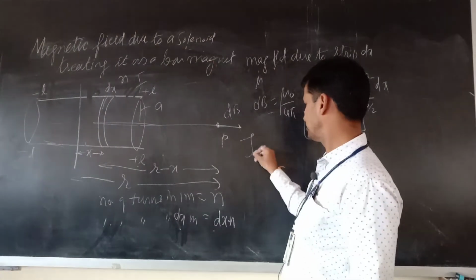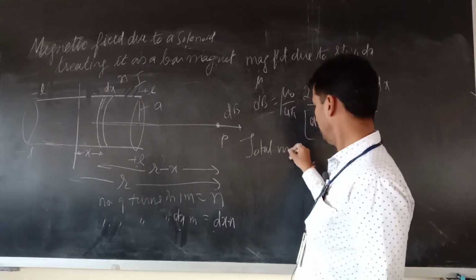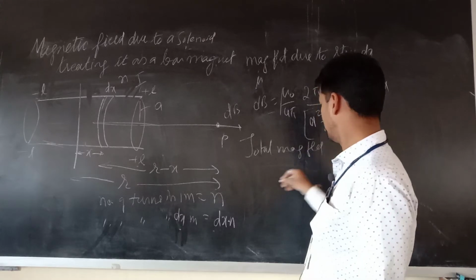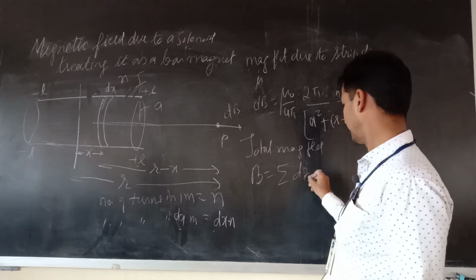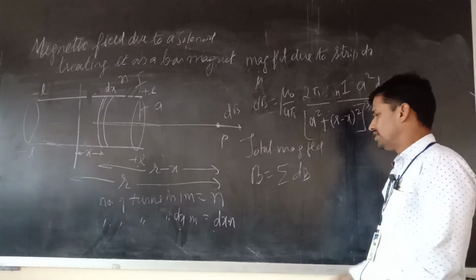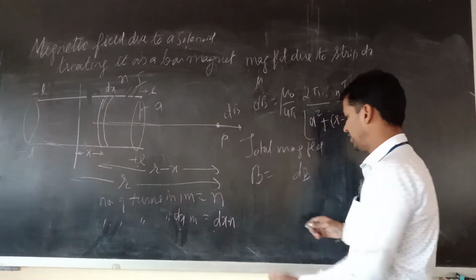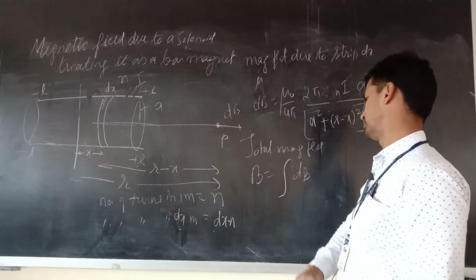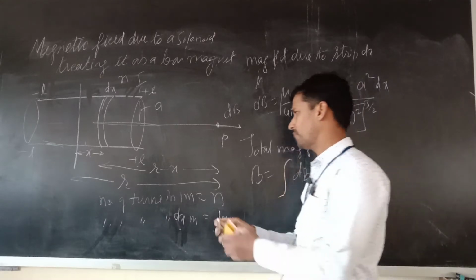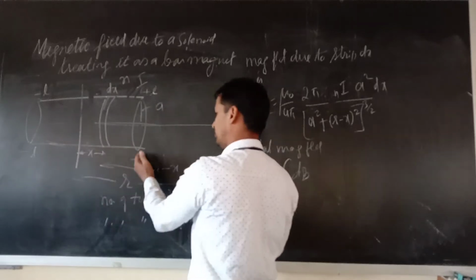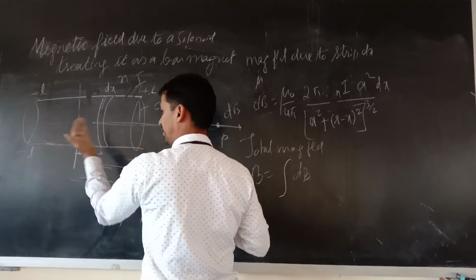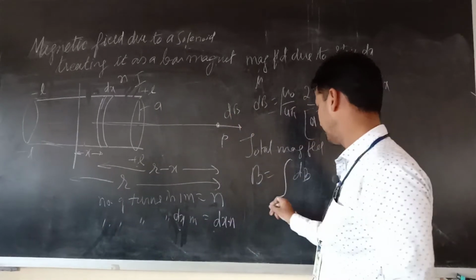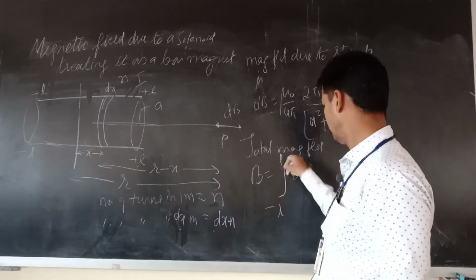Total magnetic field B is equal to the summation of all magnetic fields. This is one technique. Instead of summation, we make use of integration. You should integrate from what length to what length, minus L to plus L. All these wires you have to take into account. So you should integrate from minus L to plus L.